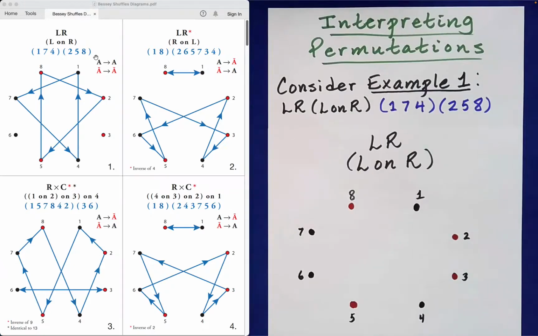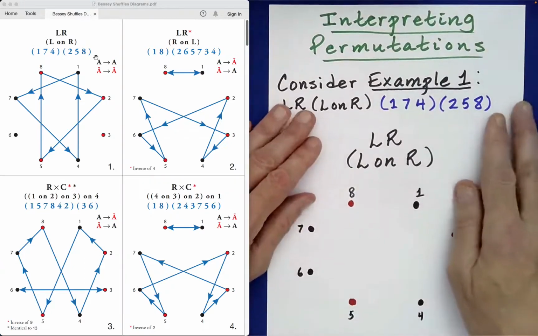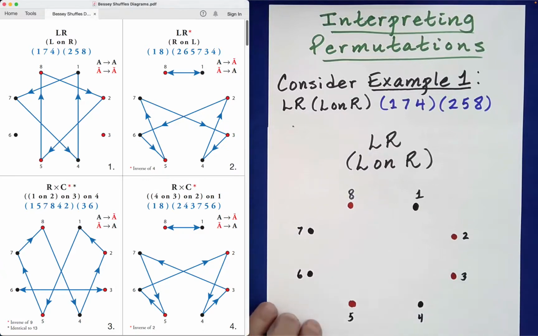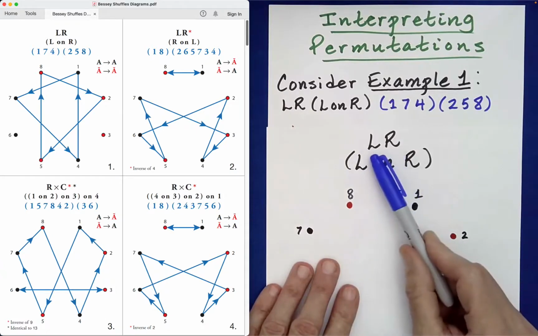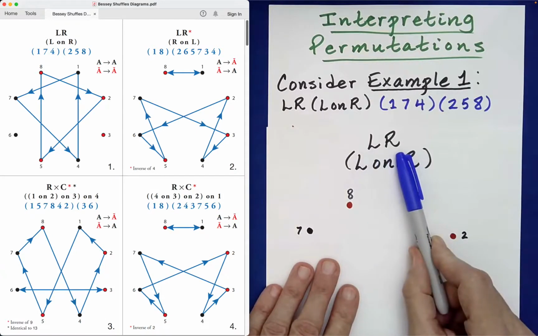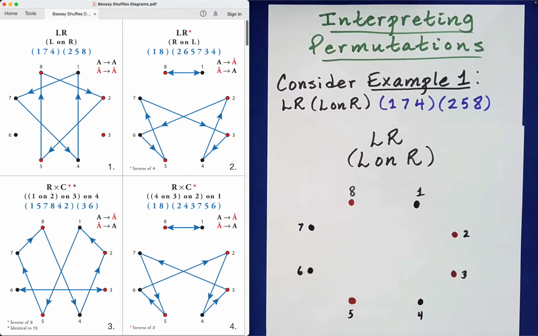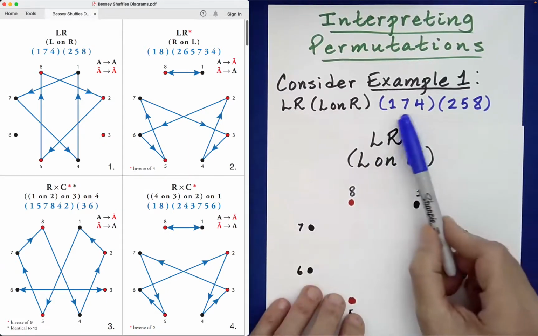So what I thought we would do is go ahead and draw by hand the first Bessey shuffle diagram on the top left, up over here. We'll do just one of these by hand, just so you can see how it's constructed. Okay, so for this shuffle, the left-right shuffle, on which we stack the left pile on top of the right, leads to the following permutation.